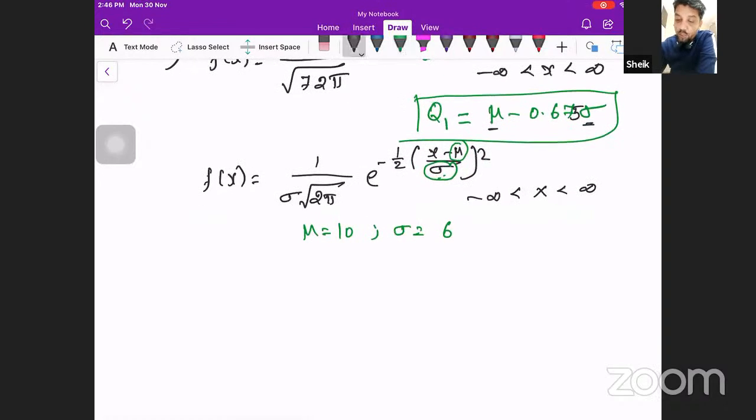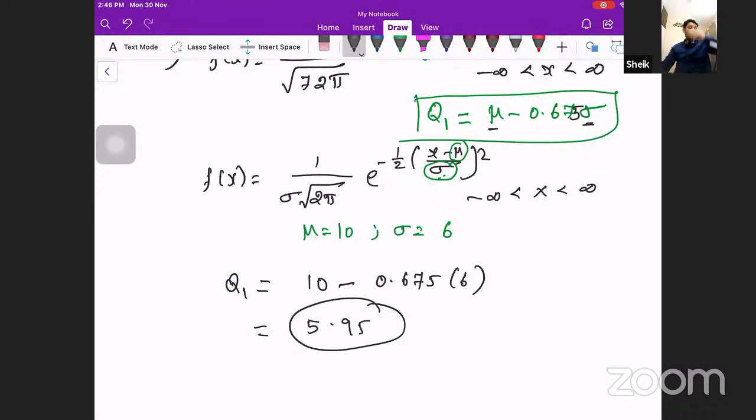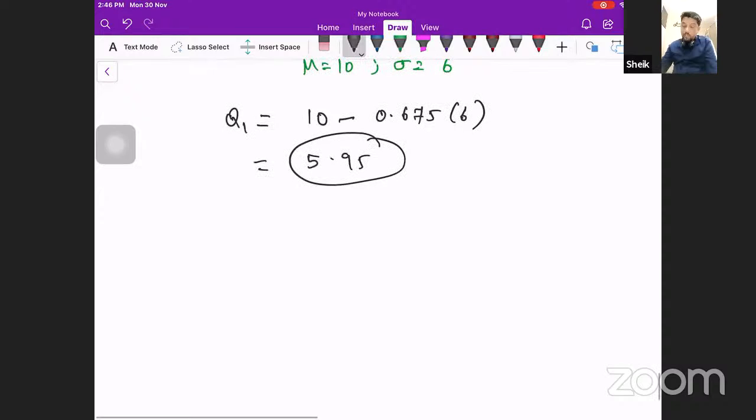Now, they ask you to find out Q1. What is Q1 equal to? Q1 is mu minus 0.675 into 6. Just simplify and get the answer, my dear. I think the answer may be 5.95. Okay, Q1 is equal to 5.95. Yes. Next, sum number 14.